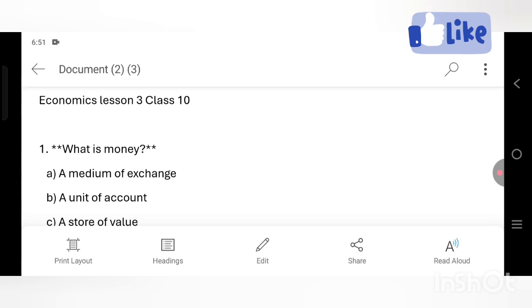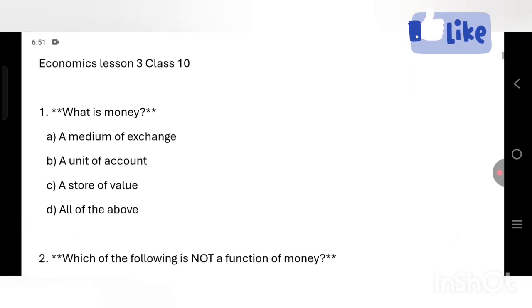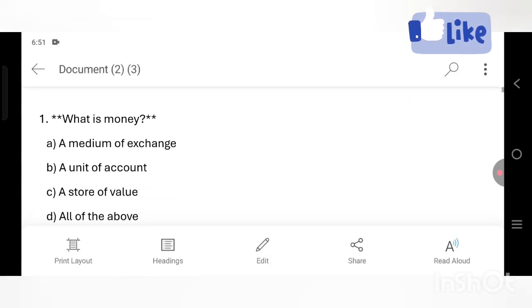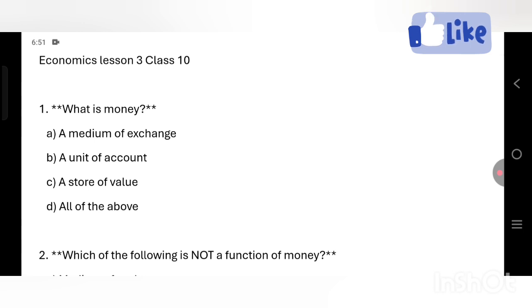Okay, without delay, question number 1: what is money? Four options are here. Option A, medium of exchange. Option B, a unit of account. Option C, a store of value. And option D, all of the above. Correct answer is D, all of the above.